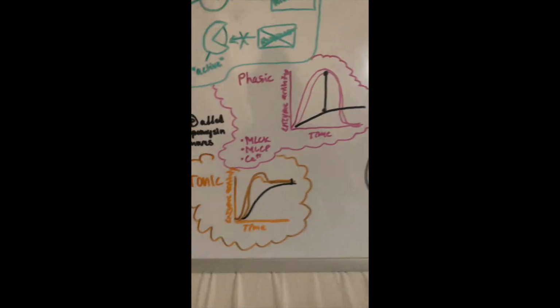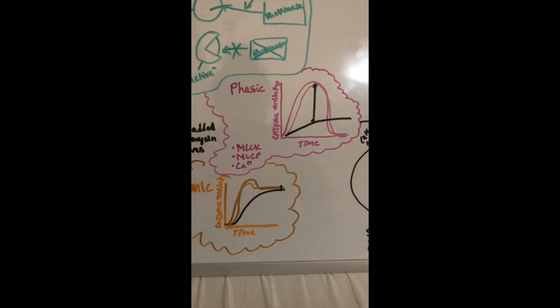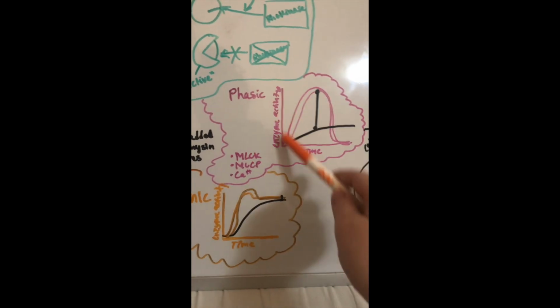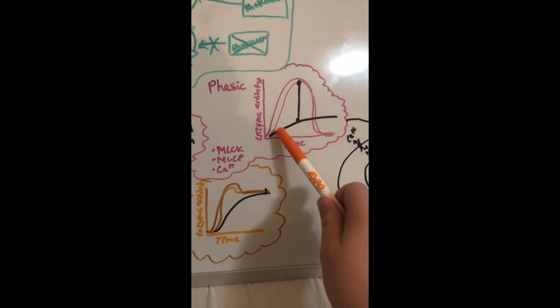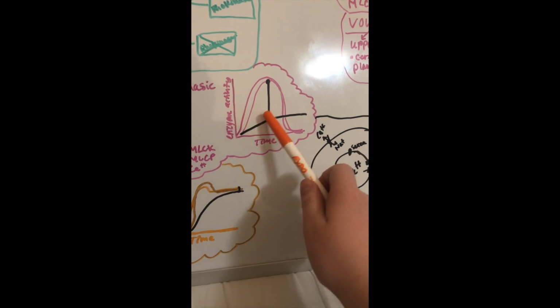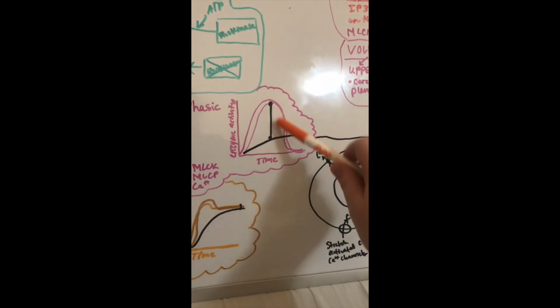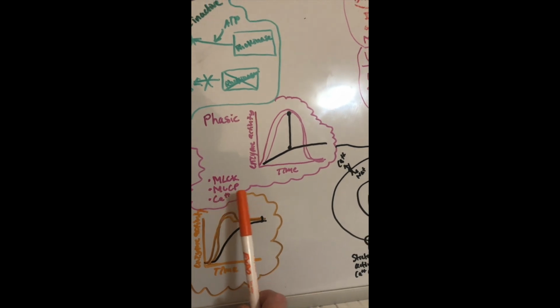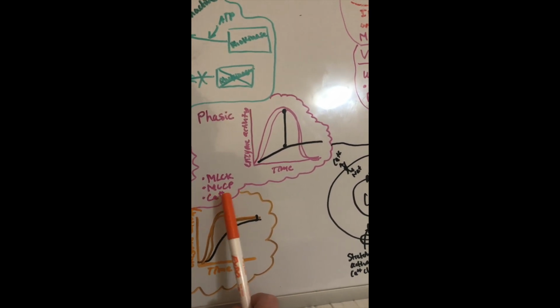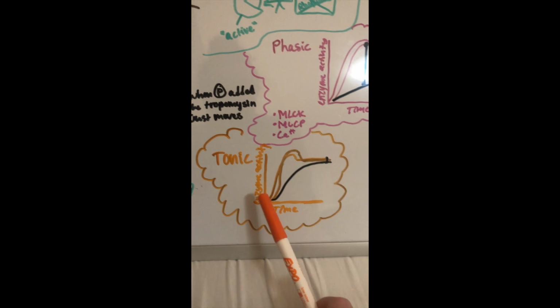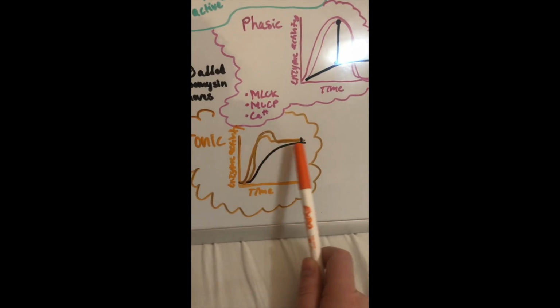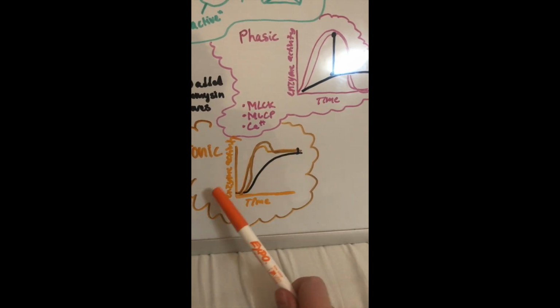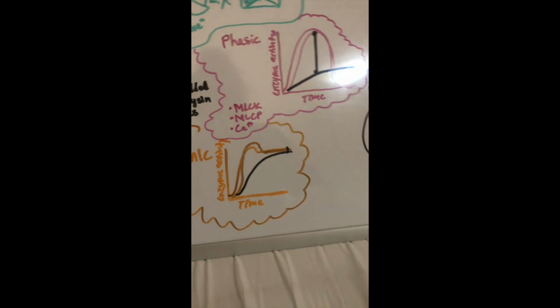Okay, so here's kind of what happens in the graph form of that. So phasic, we've got our enzyme activity going this way and our time going this way, so it's nice and slow and steady, and you've got a large difference, and that's MLCK, MLCP, and then the calcium. And then with tonic, it's a lot greater of a curvature and a lot quicker.